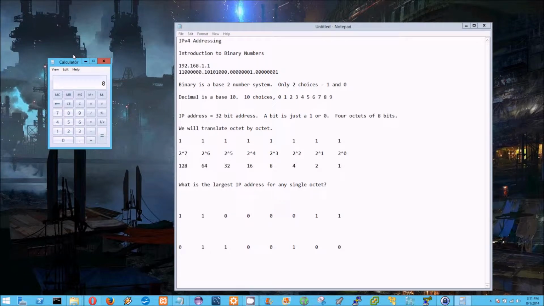Today we're going to be talking about an introduction to binary numbers as it relates to IP version 4 addressing. And you probably know there is an IPv6, and that is hexadecimal. We're not talking about that. We're talking about how we get this number here translated to the more human-readable format right there.